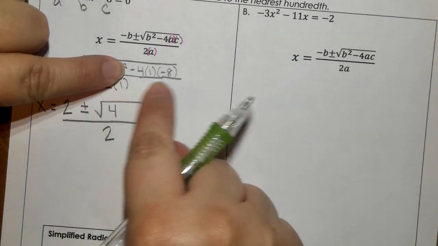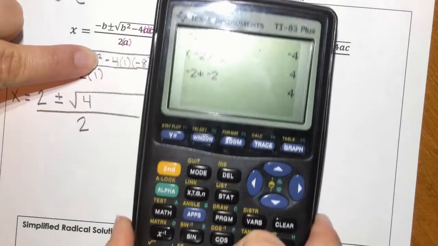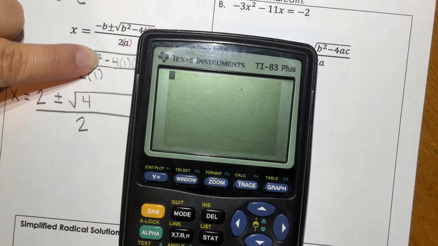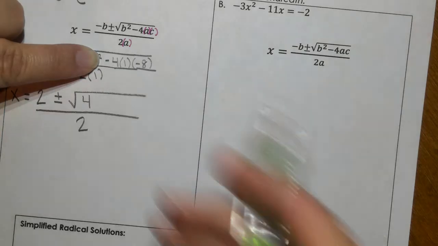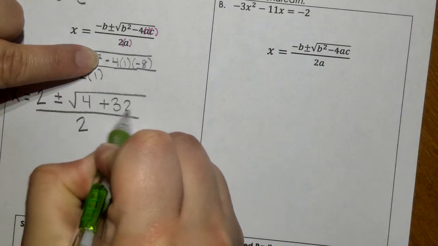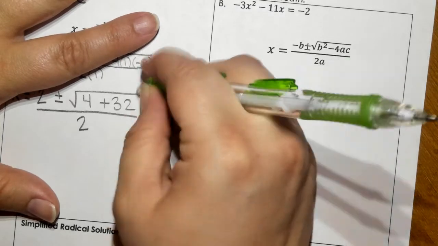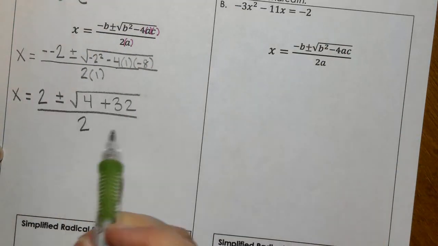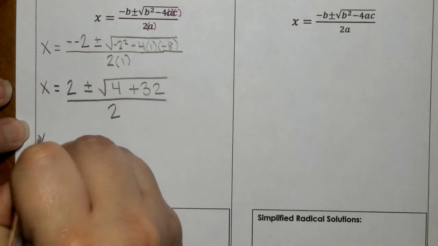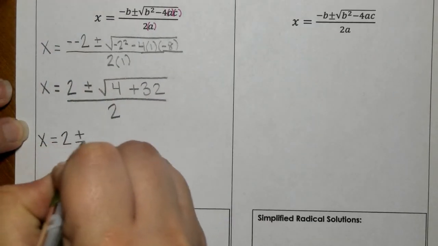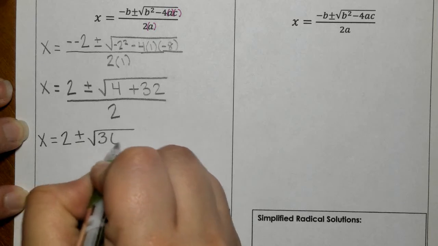Now, for this part, we are saying negative 4 times 1 times negative 8. That is a positive 32. So I'm going to put plus 32. Okay, now I'm going to simplify this radical. So 4 plus 32 would be 36.